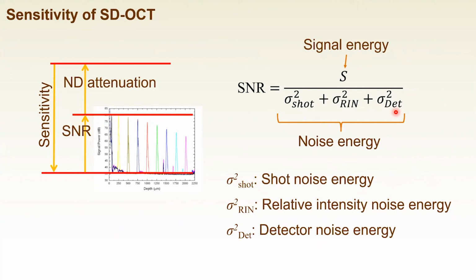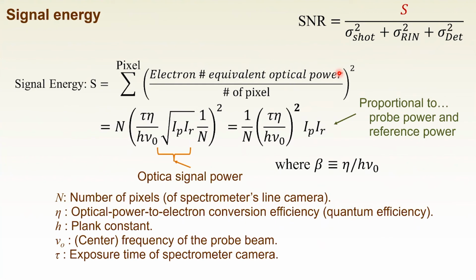But anyway, let me start from the signal energy. The signal energy of the OCT is defined by this pseudo equation. The number of electrons generated by the light, meaning the electron number equivalent to the optical power of the detected probe, divided by the pixels. The probe power is spread around the pixels in depth, right? And the number of pixels in depth, technically. So we need to divide it by pixels.